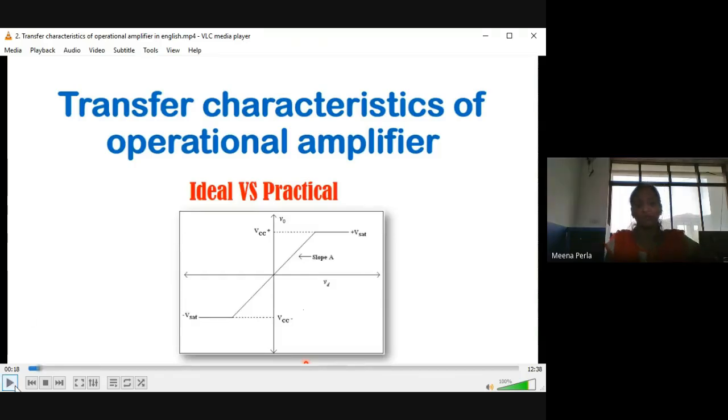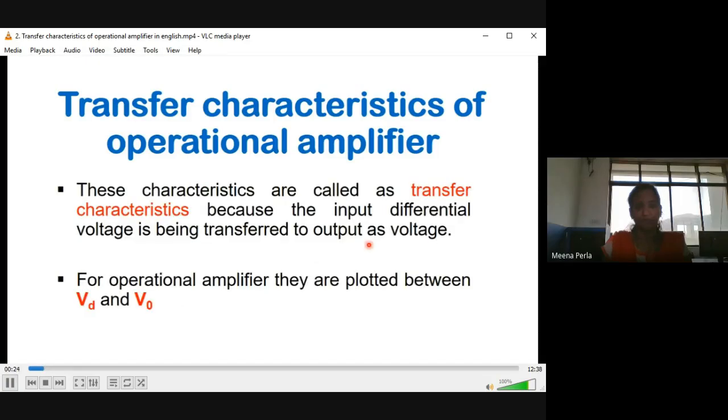So today we are going to start with the transfer characteristics of operational amplifier, where we have seen ideal and practical characteristics, right? So we are going to see the transfer characteristics of operational amplifier, that is ideal versus practical.